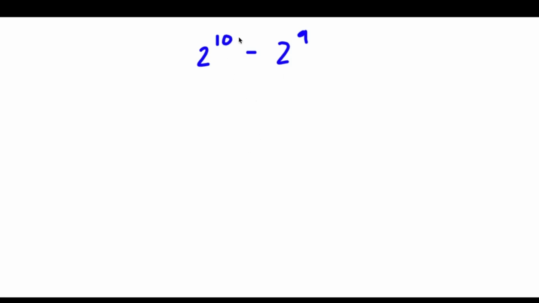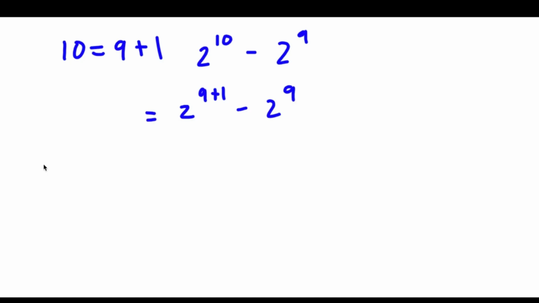Alright, so I have 2 to the power of 10 minus 2 to the power of 9. Now 10 here, this is the same thing as 9 plus 1. So if I substitute in 9 plus 1 for 10, I have 2 to the power of 9 plus 1 minus 2 to the power of 9. Now if I have something in the form a to the power of m plus n, this is equal to a to the power of m times a to the power of n.